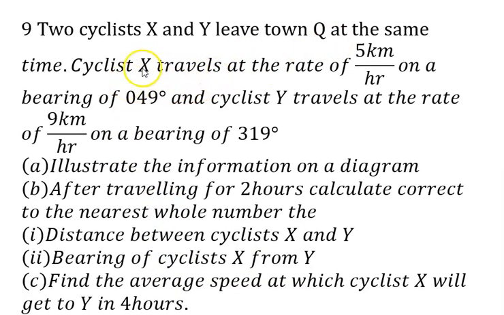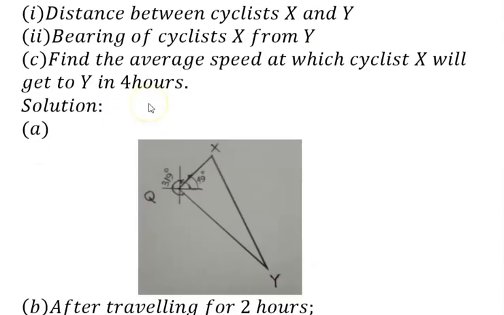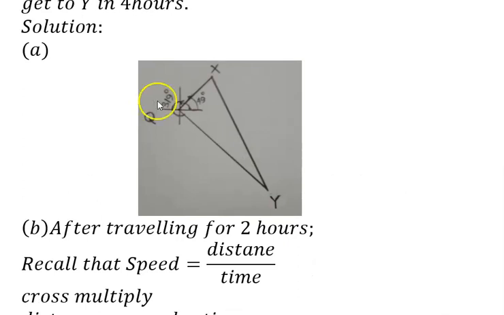They now said cyclist S has traveled at the rate of 5 km per hour on a bearing of 49 degrees. So 49 degrees will fall on the first quadrant, because from here to here is 90 degrees, then another 90 makes 180, then 270, then 360. So if this one is traveling at 49 degrees, it will travel this way.